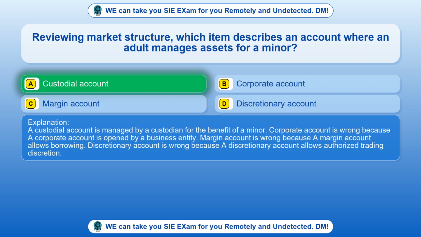A custodial account is managed by a custodian for the benefit of a minor. Corporate account is wrong because a corporate account is opened by a business entity. Margin account is wrong because a margin account allows borrowing. Discretionary account is wrong because a discretionary account allows authorized trading discretion.